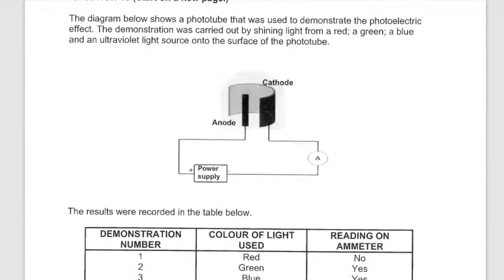The diagram below shows a photo tube that was used to demonstrate the photoelectric effect. The demonstration was carried out by shining light of red, green and ultraviolet onto the surface. Okay, they gave us the demonstration number, the color of the light, and then the ammeter reading.